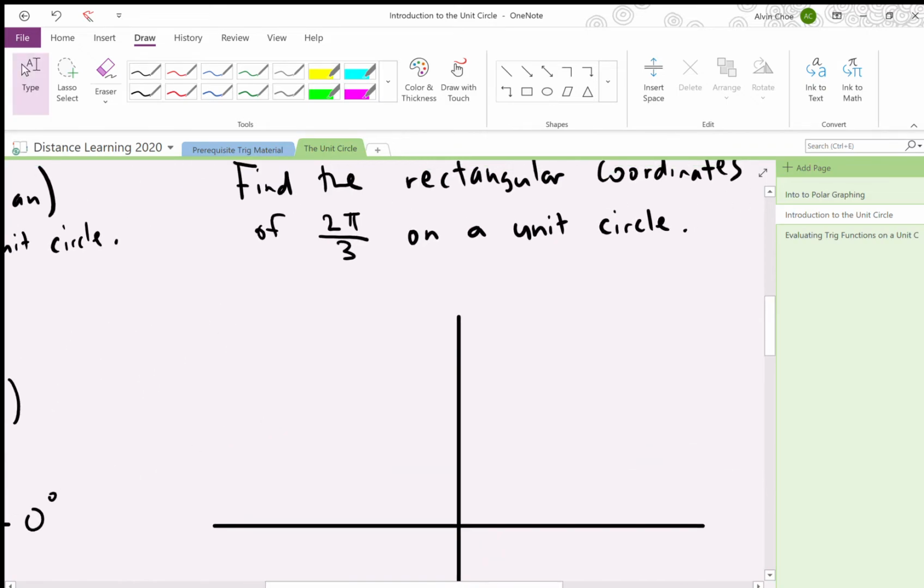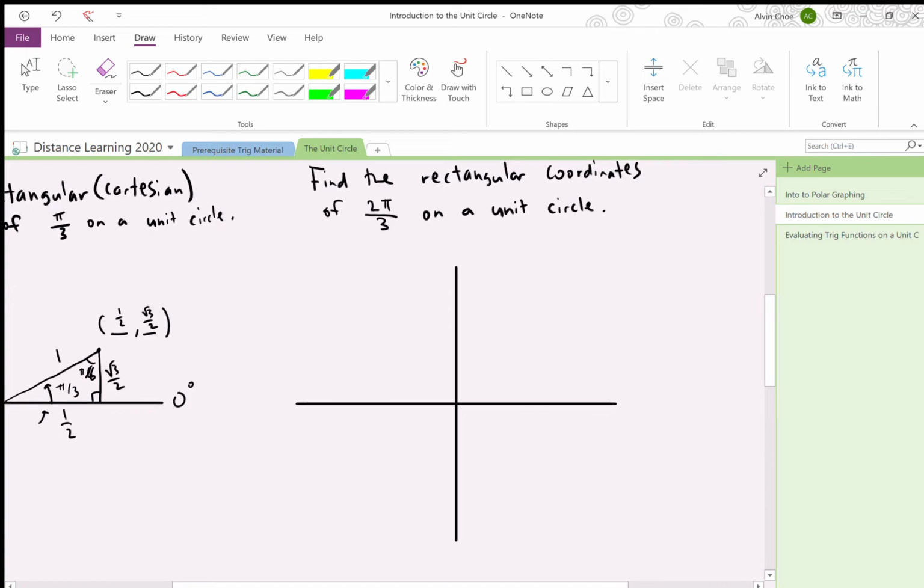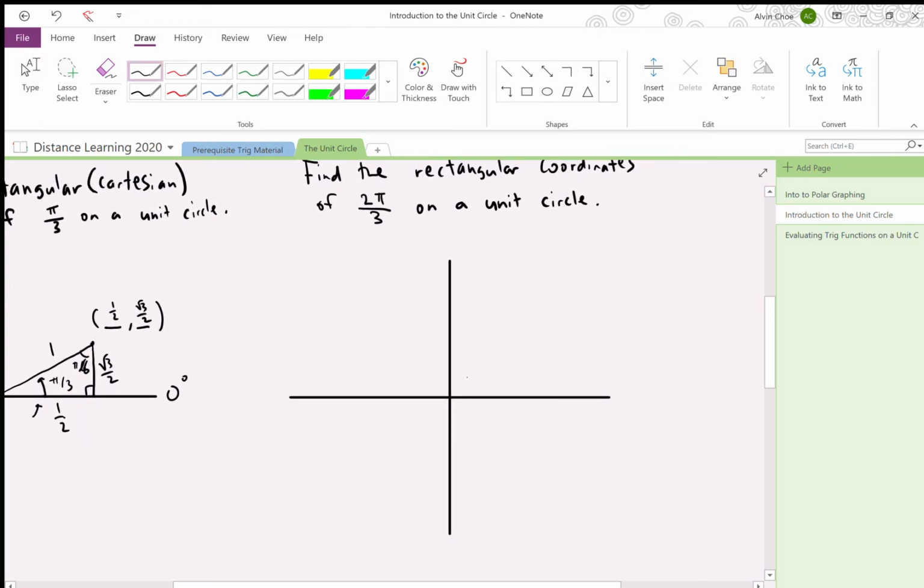For this one over here, find the rectangular coordinates of 2 pi over 3 on a unit circle. This one's much more challenging. We have to go 2 pi over 3. Now, 2 pi over 3 is greater than pi over 2, because 2/3 is greater than 1/2. So that's 0 degrees here, this is pi over 2 up here. We're going to go a little further and then draw that line to represent 2 pi over 3.